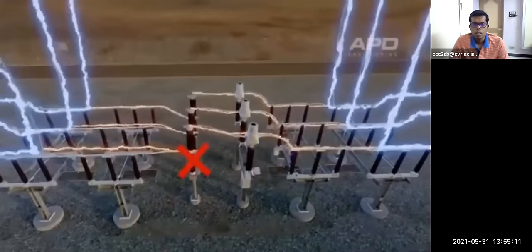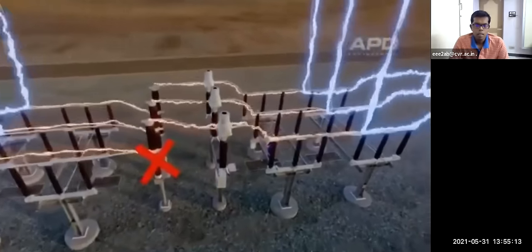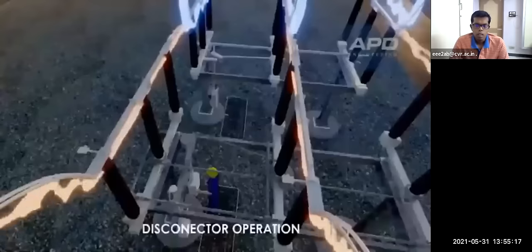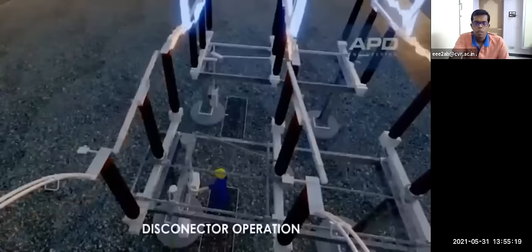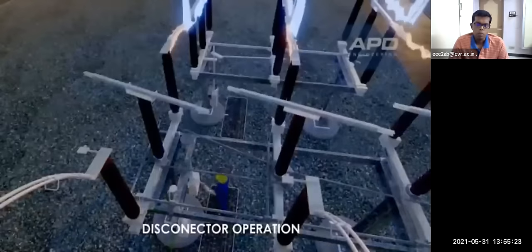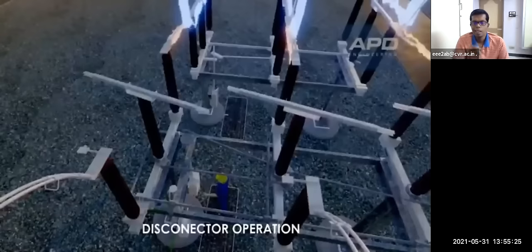So here now the circuit breaker is not in operation. So yeah, disconnected operation. You're seeing here, no? One worker is disconnecting that particular circuit. This is called a disconnector. While disconnecting the circuit, the worker has to wear the glove also.